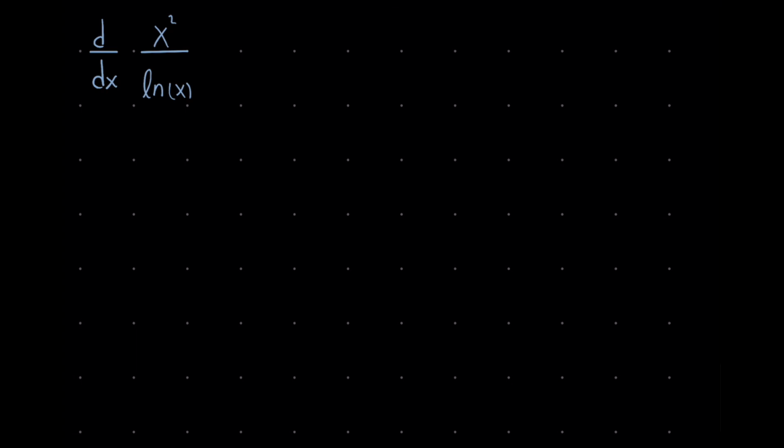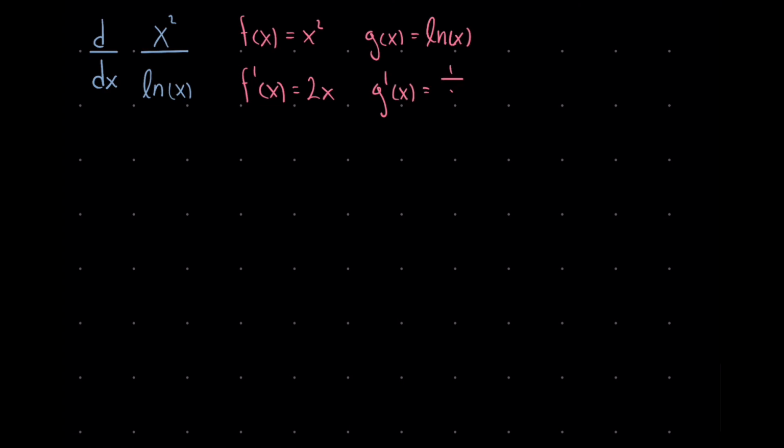We're asked to find the derivative of x squared over ln of x. And so in the numerator, we have f of x is equal to x squared. And using the power rule, we have that the derivative is 2x. And in the denominator, we have g of x is equal to ln of x, the natural logarithm, and the derivative of ln is equal to 1 over x.